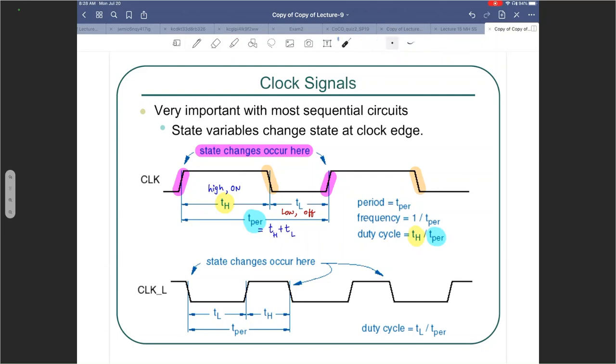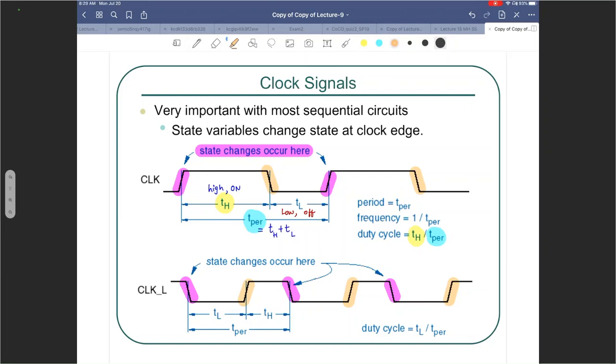Now, if you flip the clock signal to an active low signal, then the T sub L, the off time, is going to be longer than the high time here if we take the same thing and flip it, or it could be a new signal, it doesn't really matter. But the duty cycle now is going to be with respect to the active level. The active level here is the off time, the low level. So duty cycle for this one is going to be T sub L divided by the time period. And again, the state change is occurring here and here and here, and depending on which edge your flip-flop is sensitive to, you might have a positive edge triggered or a negative edge triggered flip-flop behavior. More about these things as we go further down the line.